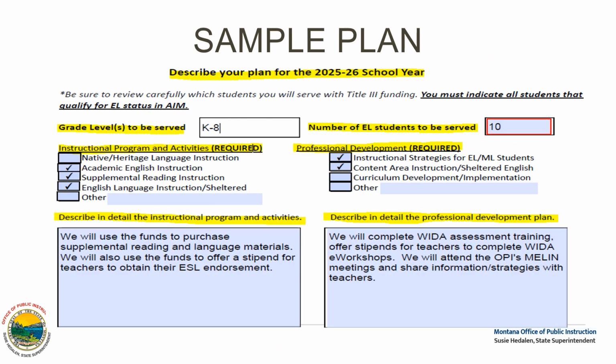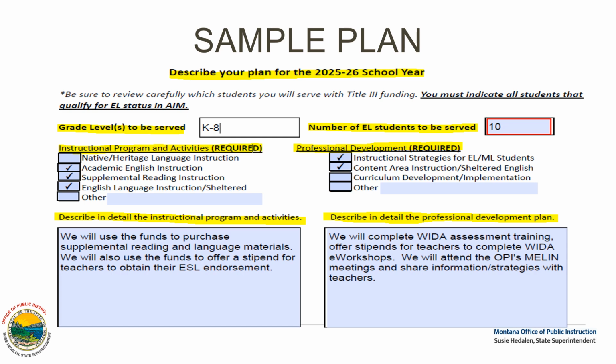So on this slide, take your time to look it over, but this is a sample plan. What is this district going to do? They're an elementary district. They're going to serve 10 students. They have a $900 allocation. We will use funds to purchase supplemental reading and language materials. Remember, Title III is supplemental.